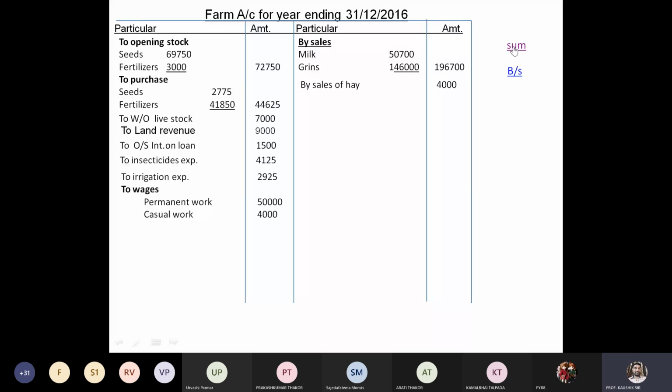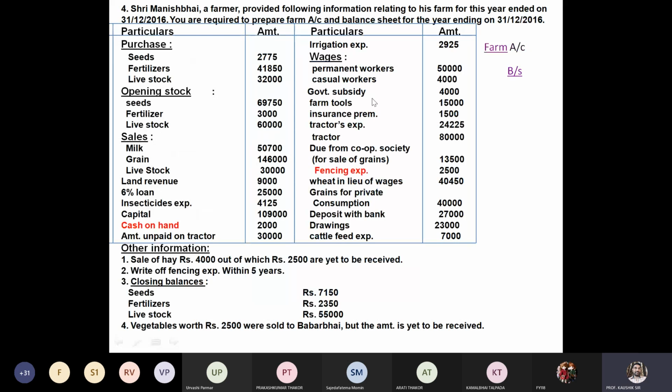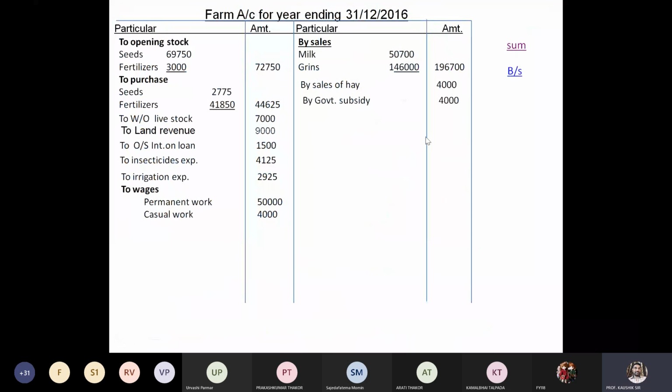Go to the sum again. Government subsidy is the income. Okay, so the credit side of the farm account, rupees 4,000, government subsidy. Government subsidy is the income which is given by the government to the farmers. Rupees 4,000.